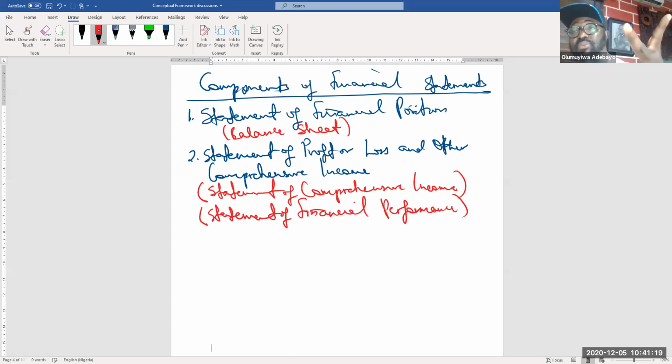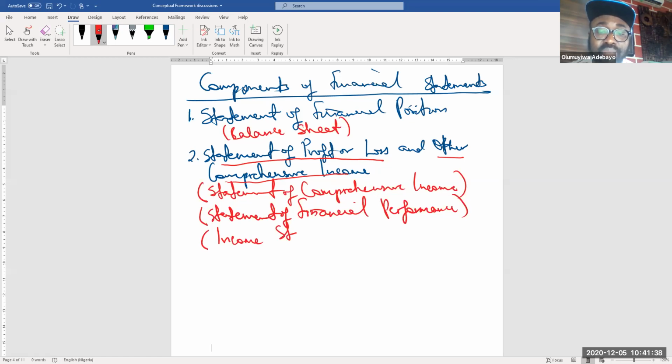Now, I said it's two statements in one. The first statement is statement of profit or loss. The second statement is the other comprehensive income. Now, if you have no other comprehensive income, you might likely call it in a simple term, income statement. Which means anytime you see income statement, it means they are only talking about the section of statement of profit or loss, and simply put, because there's no other comprehensive income.